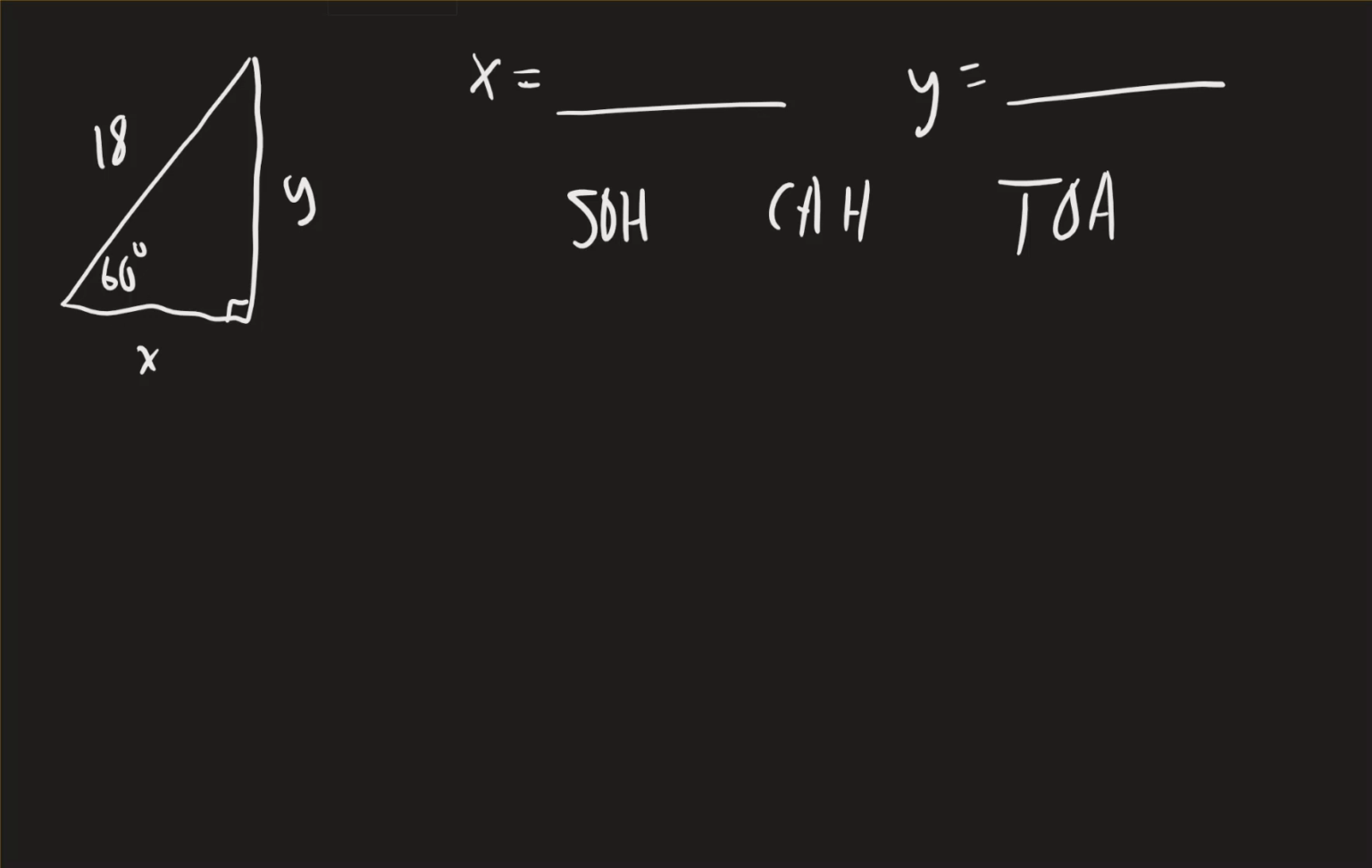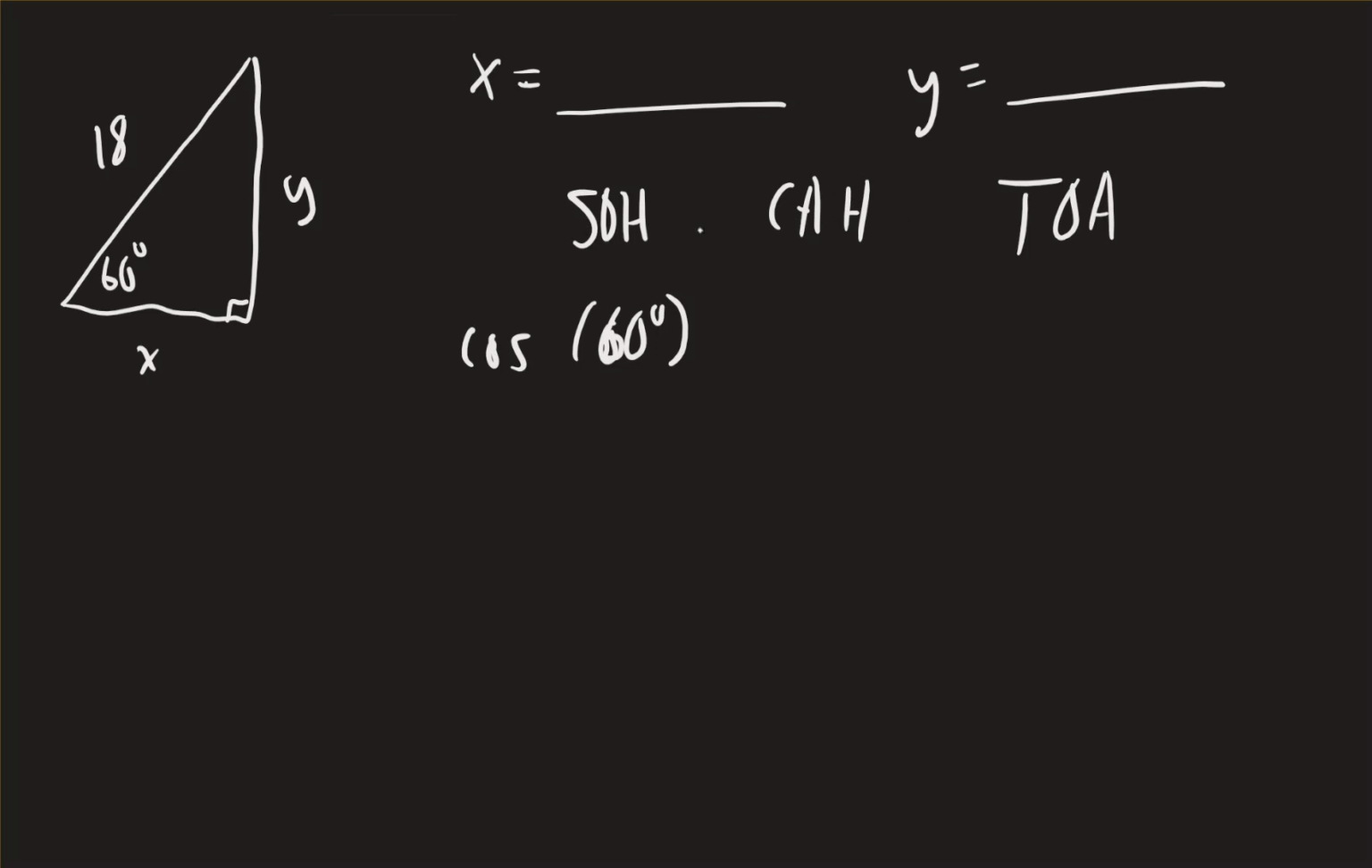And so to 60 degrees, x is the adjacent side. So I would not use sine. Sine does not use adjacent. And I want to pair it up with something that I know, the hypotenuse. So the only one that pairs up adjacent and hypotenuse is cosine.